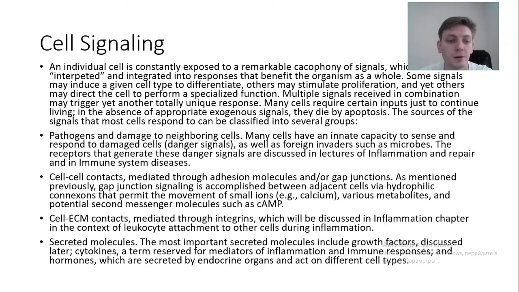Cell-extracellular matrix contacts are mediated through integrins, which will be discussed in the inflammation chapter, in the context of leukocyte attachment to other cells during inflammation. So also keep it in mind. Secreted molecules. The most important secreted molecules include growth factors, discussed later, cytokines, a term for mediators of inflammation and immune responses, and hormones, which are secreted by endocrine organs and act on different cell types.